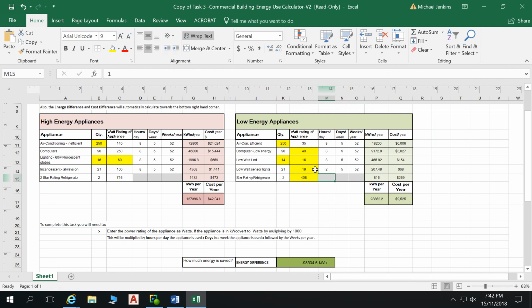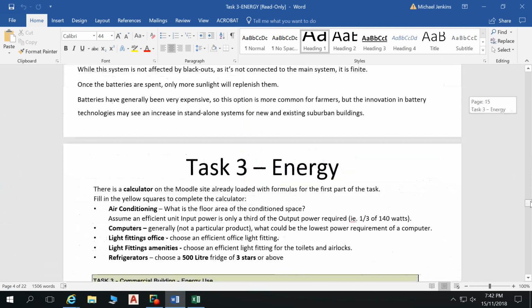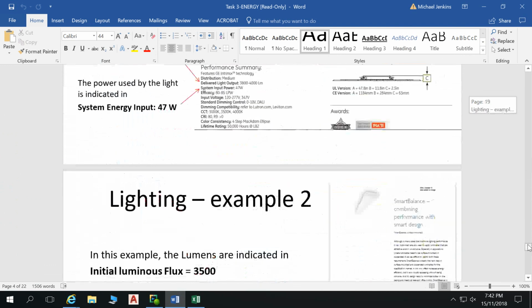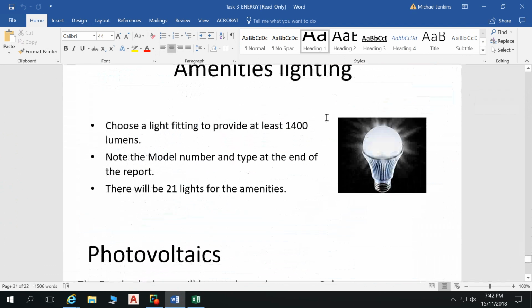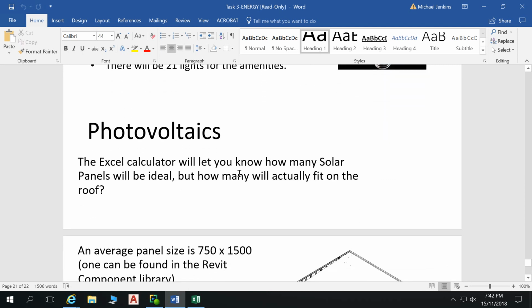But do your own research. This asks you to find out what globes and specify those globes for the customer, because that table is also a couple of years old. You're going to find even more efficient bayonet or screw fit light globes. So choose a light fitting to provide at least 1400 lumens. Note the model number and type at the end of the report. There'll be 21 lights for amenities.